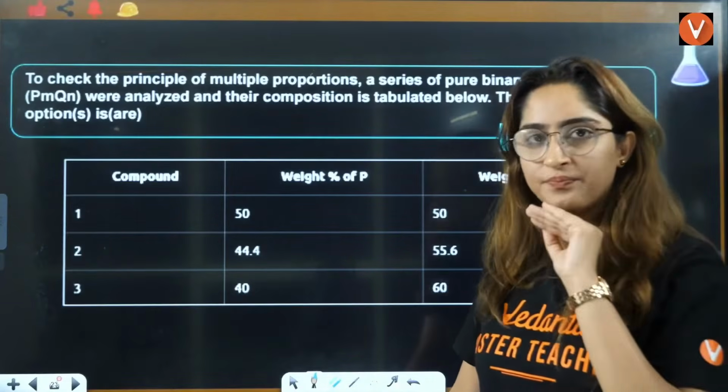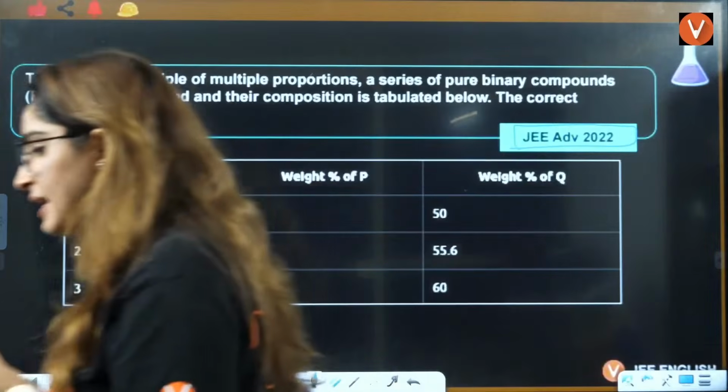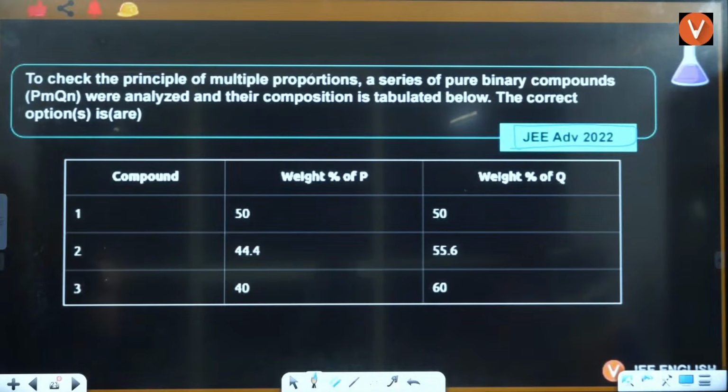Let's do this. Okay, let's do this, everybody. Let me know in the chat box if we shall start with this question. This is the last question of today, right? Last question of today.